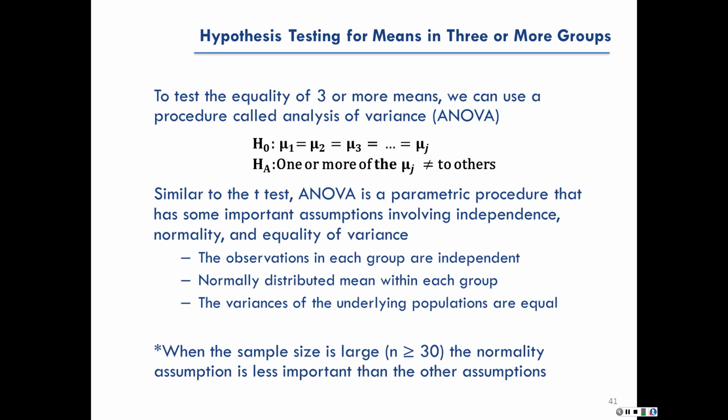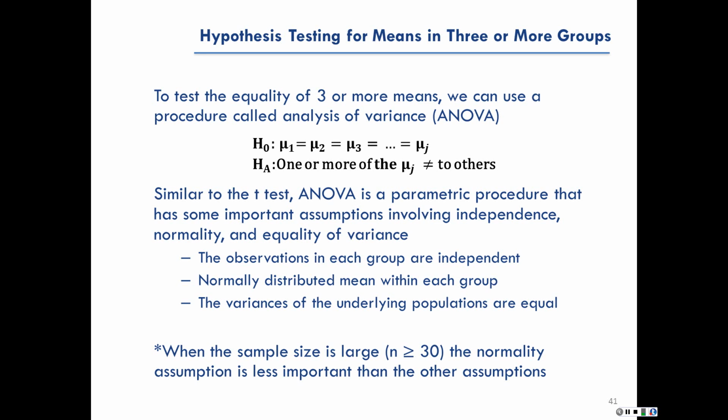So we don't know which one it is. We're just saying that they're all not equal to each other. That's our alternate hypothesis. Our null is that they're all the same. So like the t-test, ANOVA is referred to as a parametric procedure that has some important assumptions involving, as you would guess, like our other tests, independence, normality, and equality of variance.